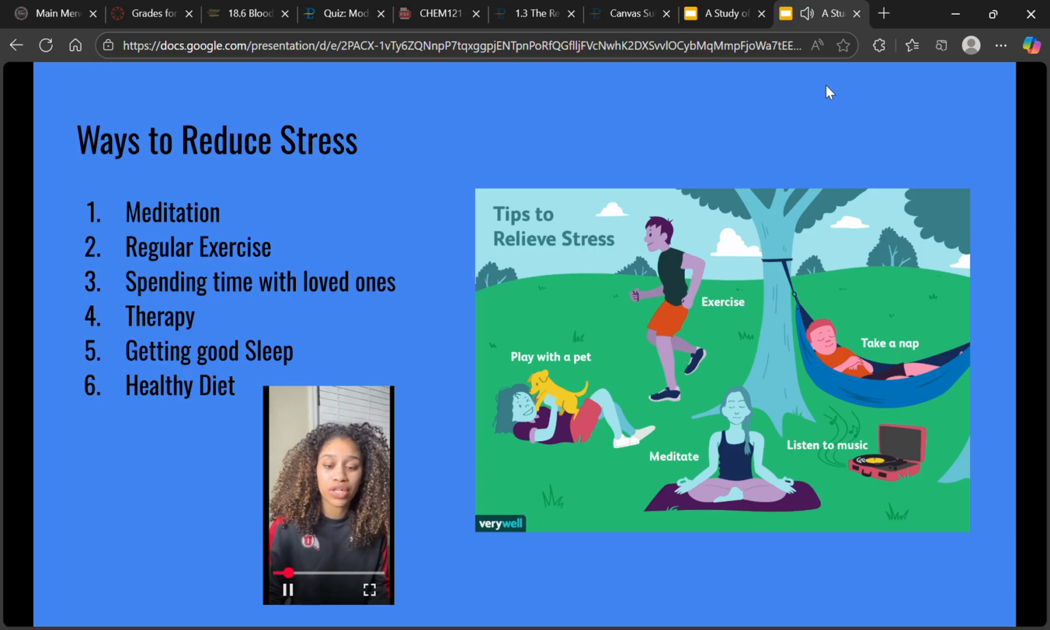What are some ways to reduce stress? Meditation, regular exercise, spending time with loved ones, therapy, getting good sleep, and of course, a healthy diet.